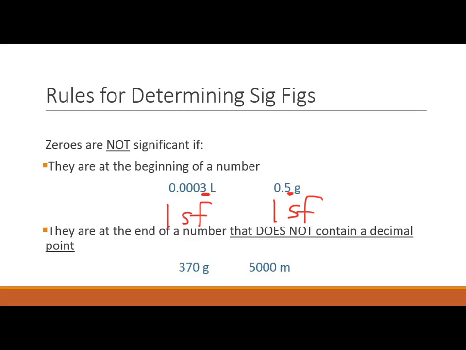Now the next time that zeros are not significant is if they're at the end of a number, if they're a trailing 0, and if that number does not contain a decimal point. Okay, so this is the opposite of the rule on the last slide. So in this case we have a 3 and a 7, automatically significant. There's a trailing 0 there, but there's no decimal point, so not significant. 2 sig figs there. Okay, and then this one only has 1 sig fig. Again, I'm not saying that these zeros at the end are not important. They are. They're placeholders, but they are not significant zeros.